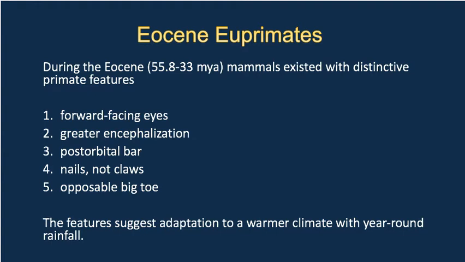These features taken together seem to suggest an adaptation for warmer climates. As I said before, this was a time period where we have tropical environments where these animals are emerging. So evidence shows that these animals are evolving in a warmer climate with year-round rainfall.